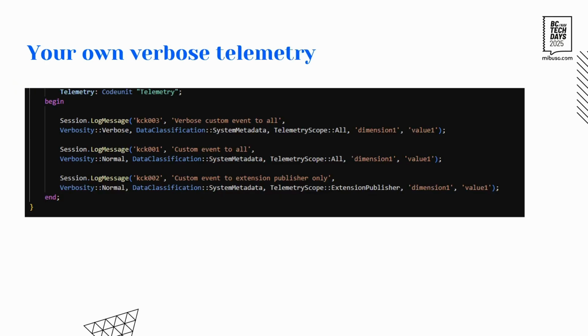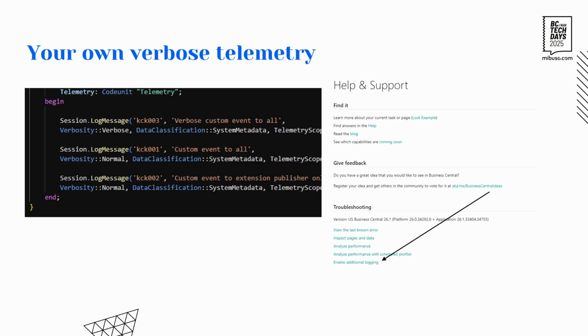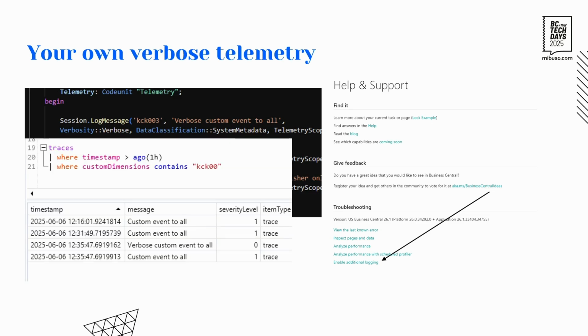So then the verbose part, you can do that your own. You can create your own system and then just use normal. But you can also use the verbose tag. And then on the page that Bardur showed earlier, you can use this and enable additional logging. Then for that session, from now on, it will log verbose statements also. So if you look at how that would look, you can see here I have the customer, and it gets 2 of the normal event to all, and then in the same session I enabled verbose, and now I can see the verbose statements.